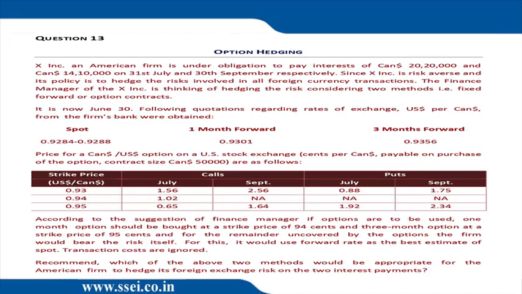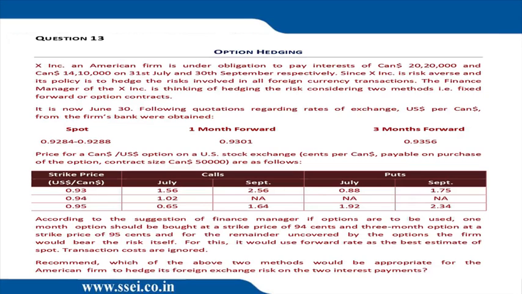So they are saying that for this it would use the forward rate as the best estimate of the spot rate. So the forward rate was 0.9301. So you understood, for the July call option cover, the answer would be outflow equal to 20 lakhs into strike price of 0.94, plus 20,000 into the forward rate of 0.9301, plus the initial premium, which is 20 lakh into 0.0102. May I repeat it again?